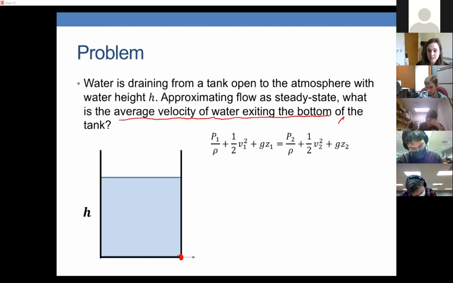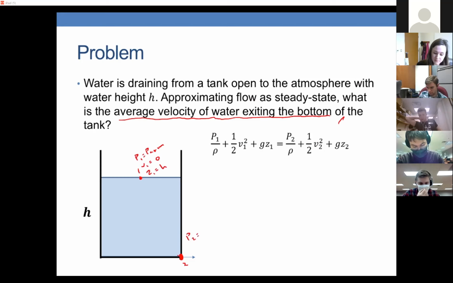Okay. All right, so we seem to have concurrence, a couple of people still looking down, but let's start thinking about this. In this case, this would be point 2, point 1. P1 would be P atmosphere, V1 would be 0, and Z1 would be H, just like before. Now, P2 is equal to P atmosphere.